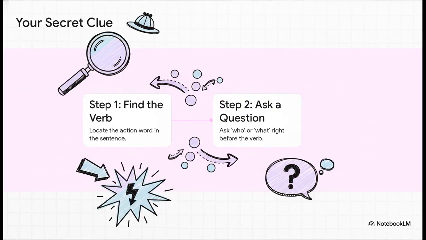But how do we actually spot this doer in the wild? Well, every good detective needs a secret clue, right? Here's yours. First, you find the verb. That's the action word. Then, right before that verb, you ask the question, who or what? The answer is going to be your noun.